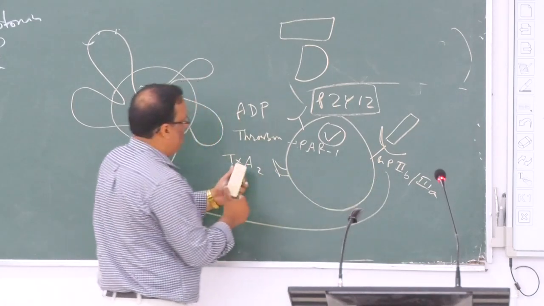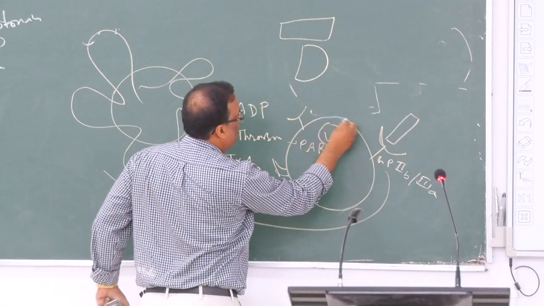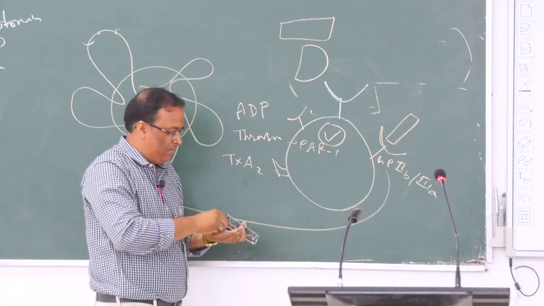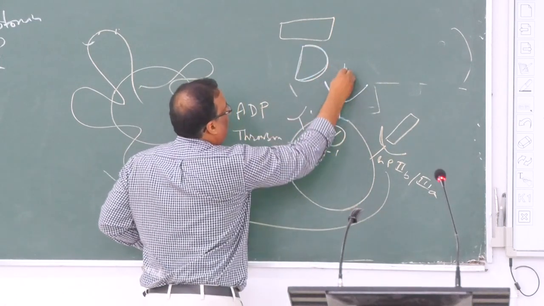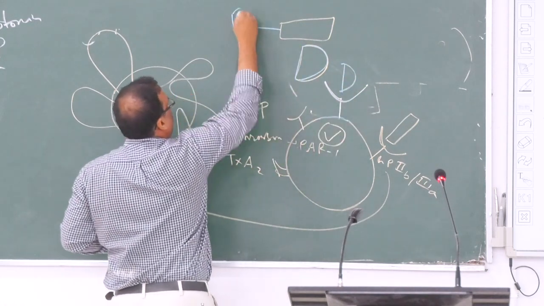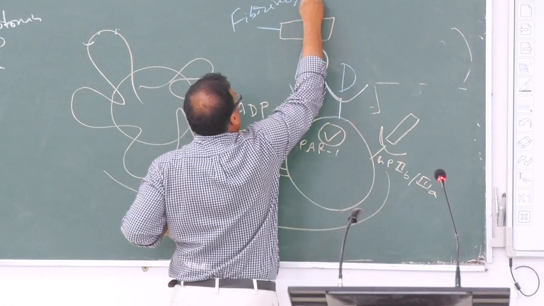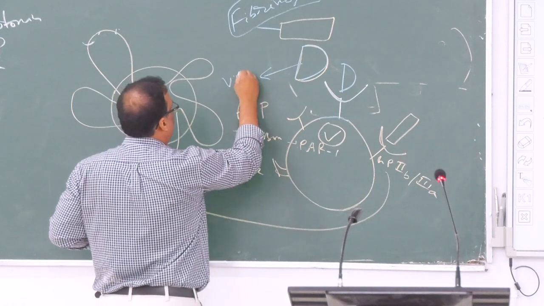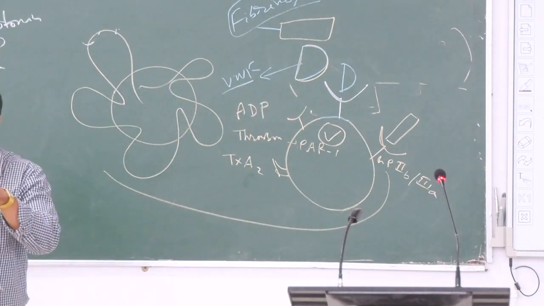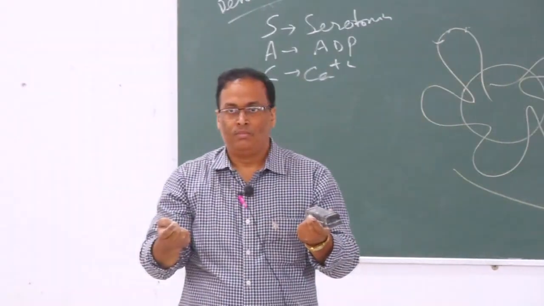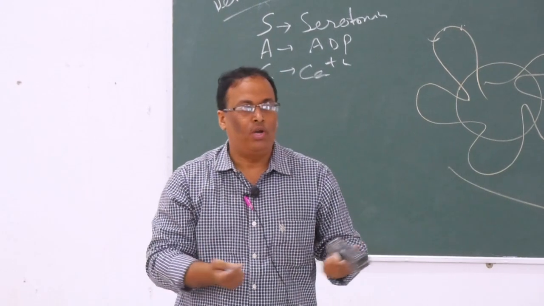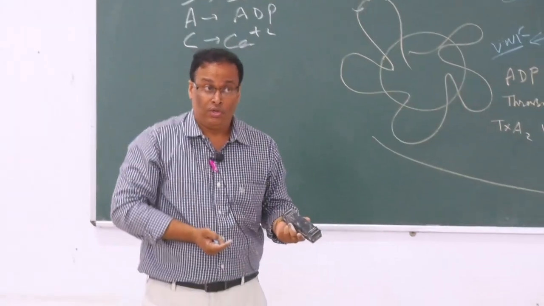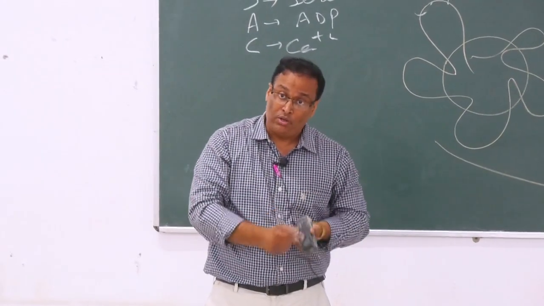Suppose I draw another one here, GP2B3A, and this is my von Willebrand factor. And fibrinogen, where does it come from? From alpha granules. And von Willebrand factor, where does it come from? Also the endothelium. If damaged endothelium is there, von Willebrand factor will be released. That's why this adhesion is occurring. So the von Willebrand factor source is both endothelium and platelet.